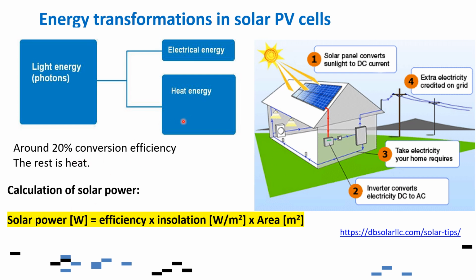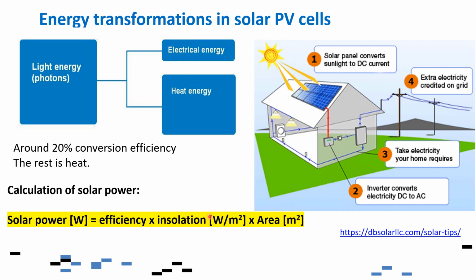To calculate the solar power coming from the sun, we can calculate solar power as efficiency times the insolation times the area of the solar panel. The area of the solar panel, of course, refers to this area here. So if we have a lot of solar panels all over, if we increase the area, we are also increasing the solar power. So it is directly related.